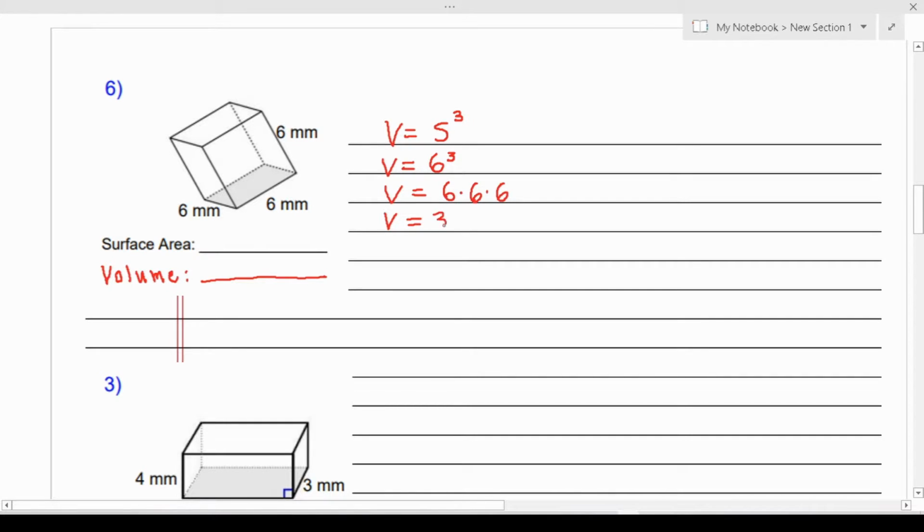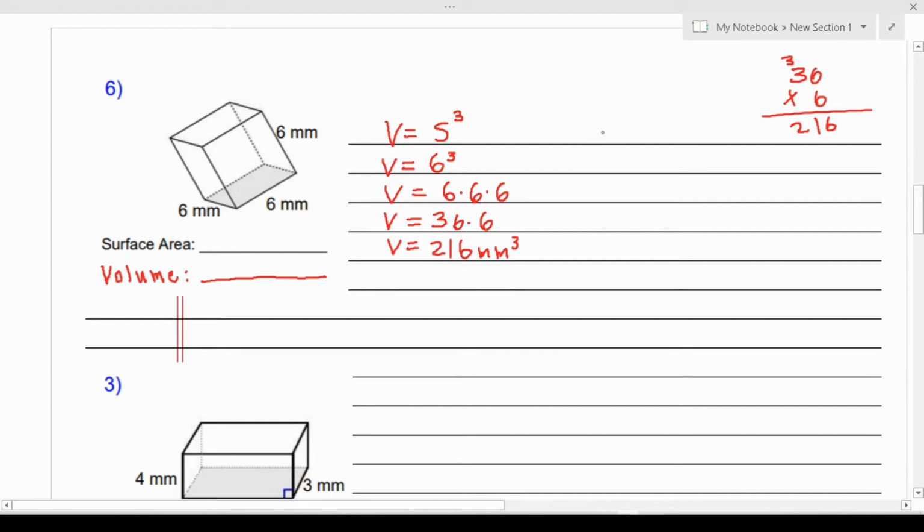6 times 6 is 36, times 6. Let's work that off to the side here. This is 36 times 6. 6 times 6 is 36, so you have to carry a 3. 6 times 3 is 18, 19, 20, 21. So we can see the volume of this cube is 216 millimeters cubed.